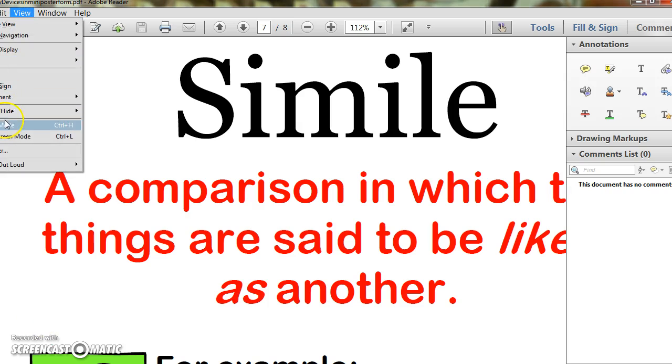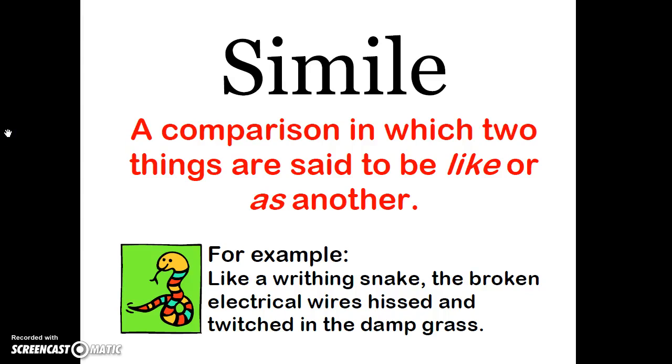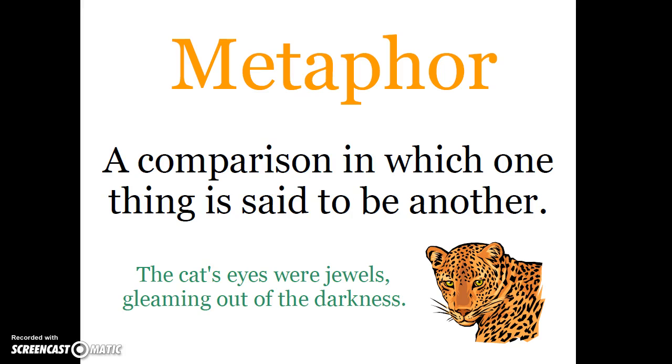And next, we have simile, a comparison in which two things are said to be like or as another. Like a writhing snake, the broken electrical wires hissed and twitched in the damp grass. Metaphor, a comparison in which one thing is said to be another. The cat's eyes were jewels, gleaming out of the darkness.